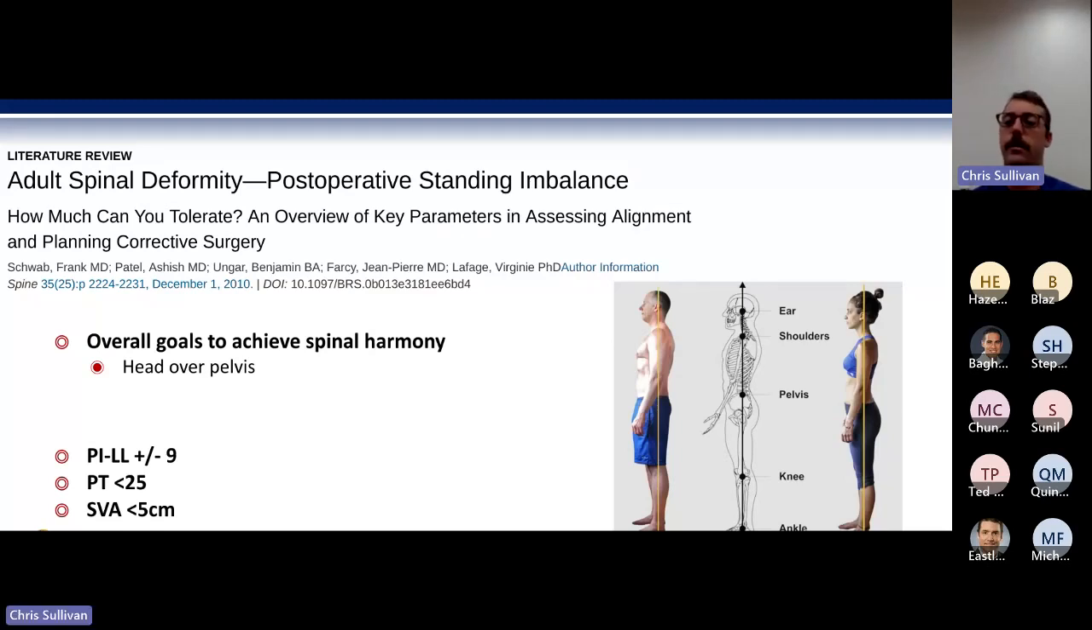And so those are the general parameters that we are looking at and what makes up normal. And then in terms of what we should be trying to accomplish in surgery, this was an overall literature review back in 2010. The goal is to achieve general spinal harmony, so head over pelvis, with goals of generally a PI-LL of less than 9, a pelvic tilt generally less than 25, and an SVA of less than 5 centimeters. Those are the initial very general goals, and that was back in 2010.